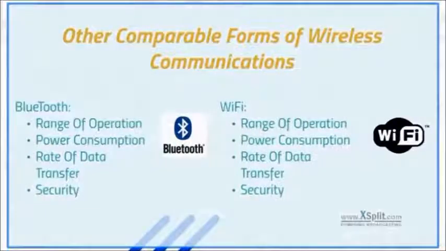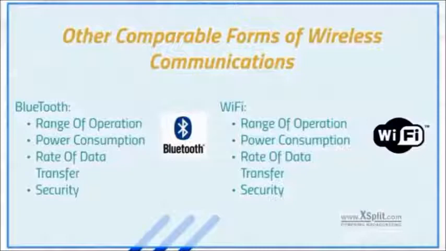Other comparable forms of wireless communication. Bluetooth. Bluetooth operates at a higher frequency of 2.4 GHz to 2.485 GHz. Bluetooth also has a higher power consumption and faster data rate of 1 to 4 megabytes a second. Security is that both devices must accept an encrypted key.